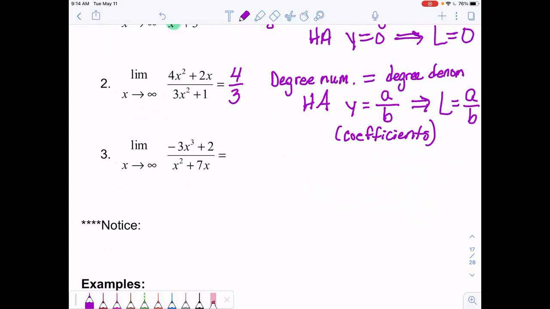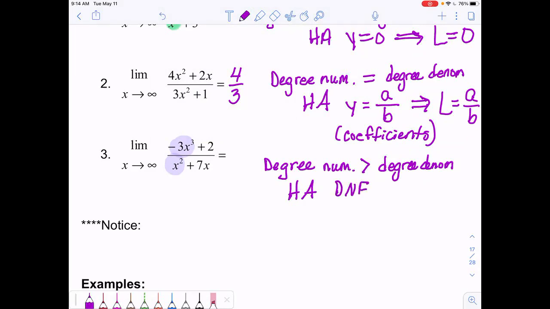The last one, we have negative 3x cubed plus 2 over x squared plus 7x. So if we compare those, Parker, what would you say is going on with these powers? Do you remember what happened with that asymptote? Jack? There was no asymptote. Does anybody remember what kind of asymptote there was?